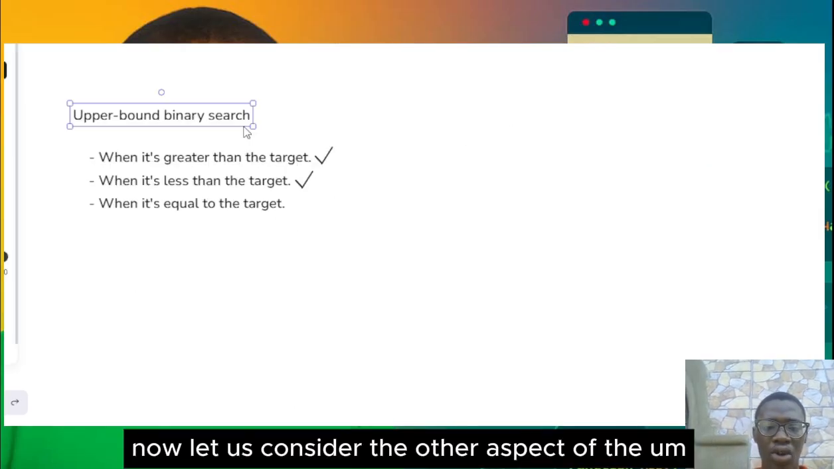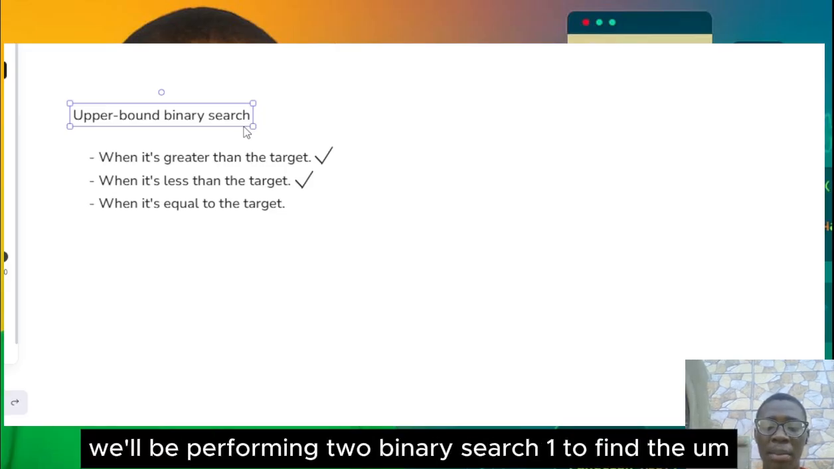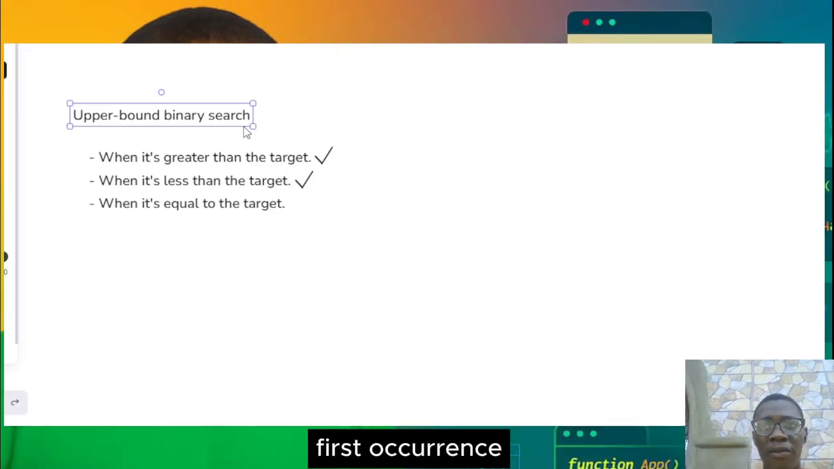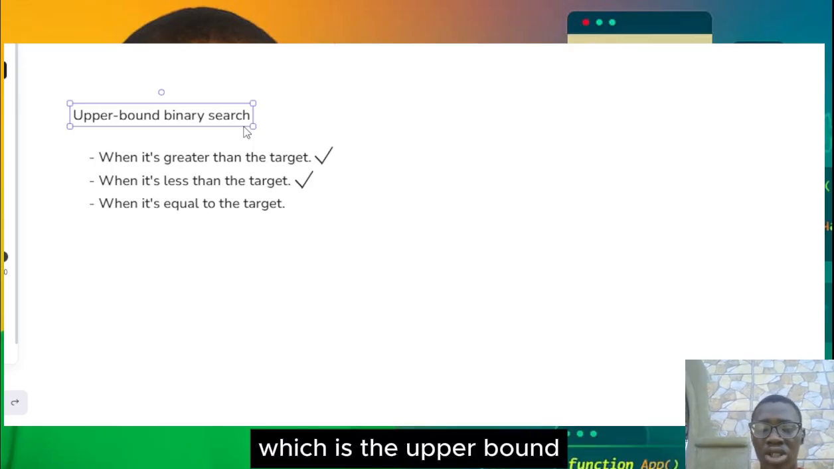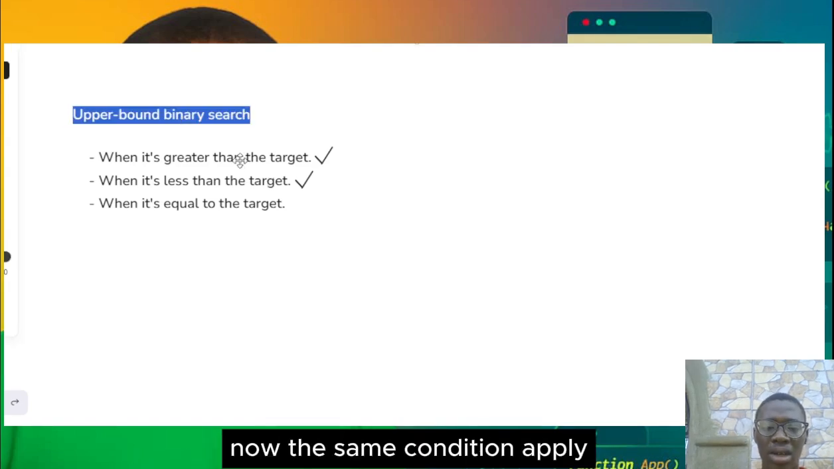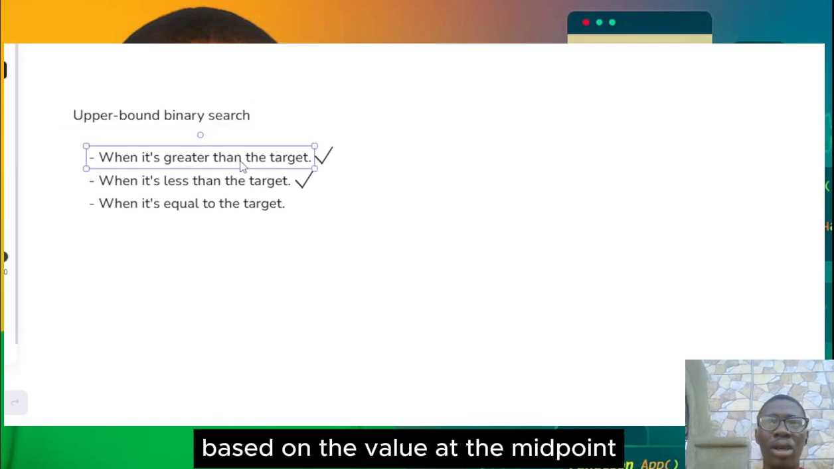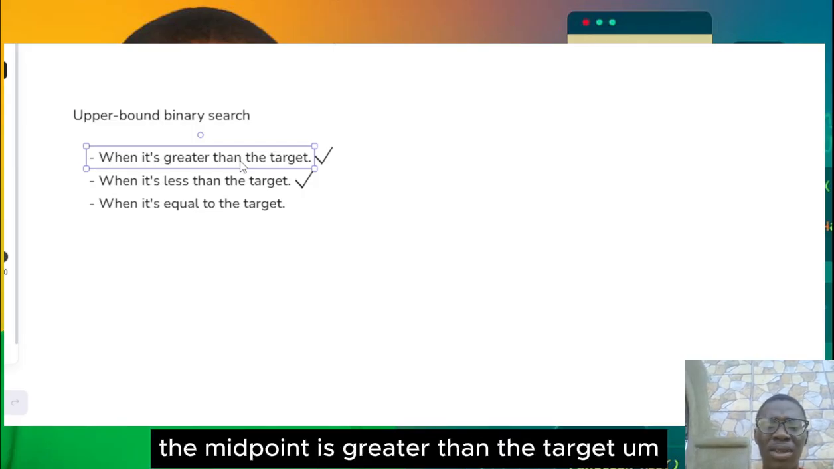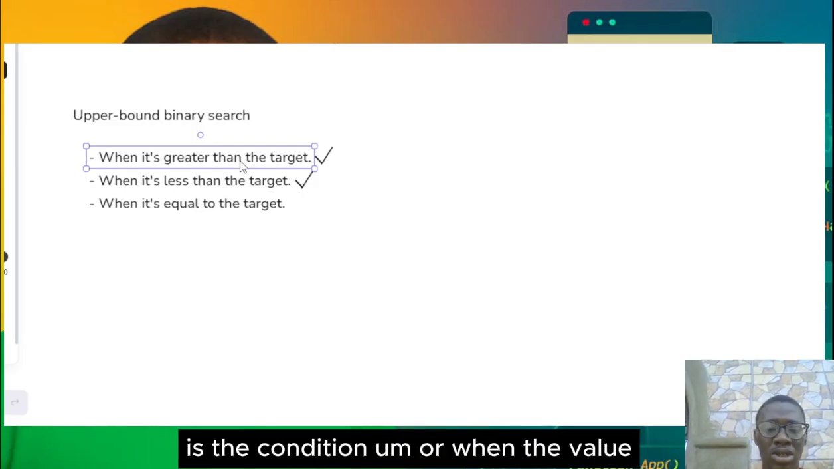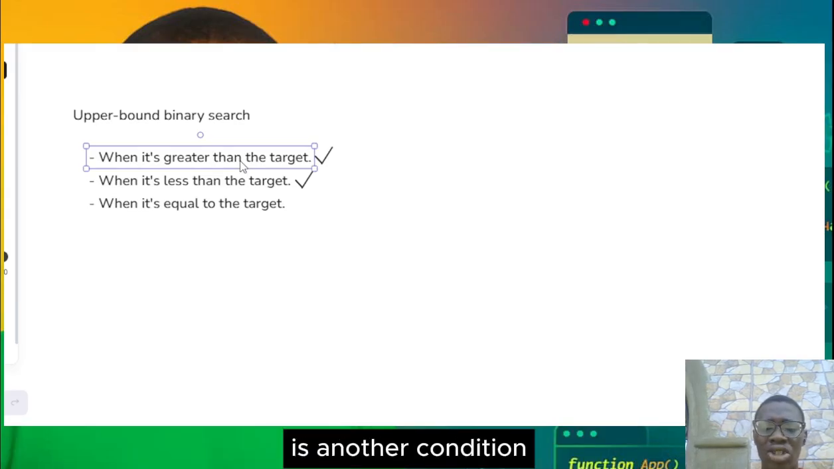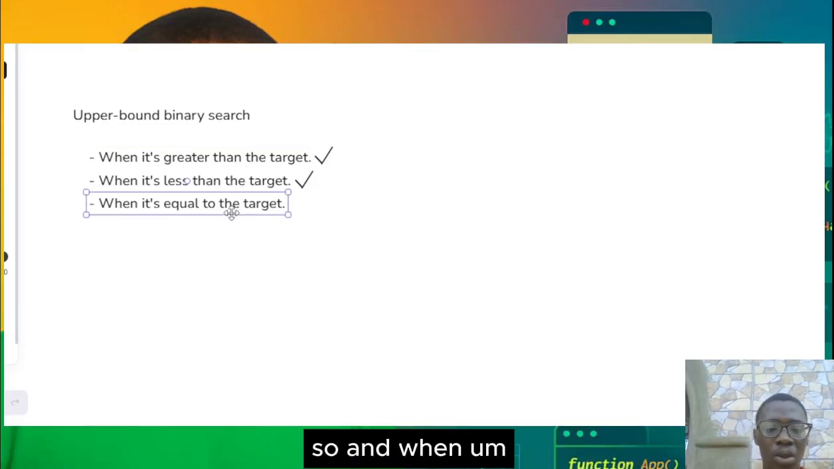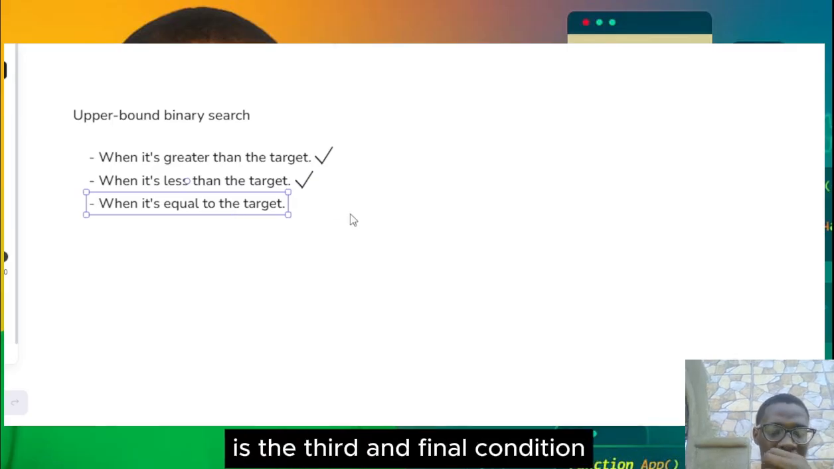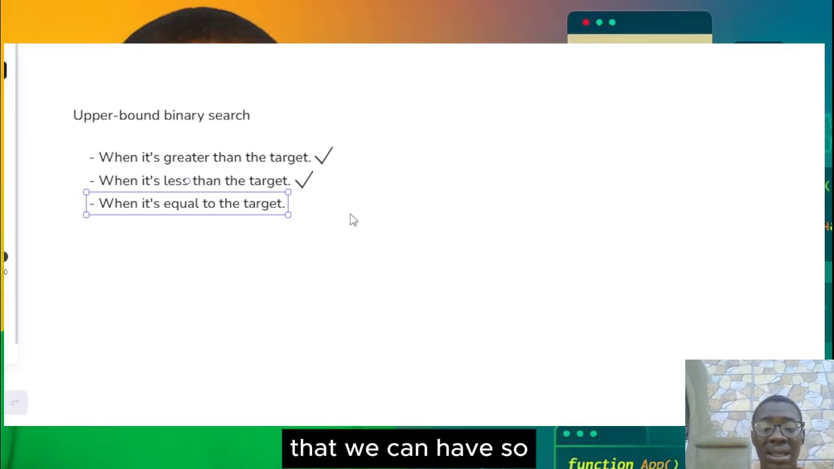Now let us consider the other aspect of the binary search. Don't forget we'll be performing two binary searches, one to find the first occurrence, which is the lower bound, the other to find the last occurrence, which is the upper bound. So for the upper bound binary search, the same conditions apply based on the value at the midpoint. When the value at the midpoint is greater than the target is one condition, or when the value at the midpoint is less than the target is another condition, just like we discussed for the lower bound. And when the value is equal to the target is the third and final condition that we can have.